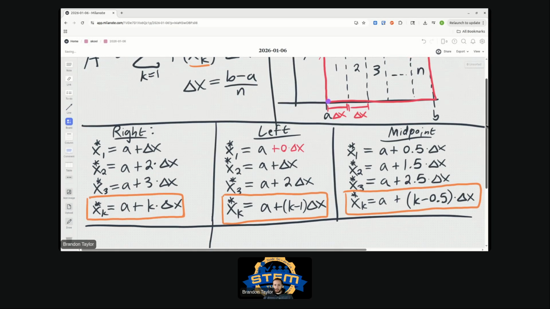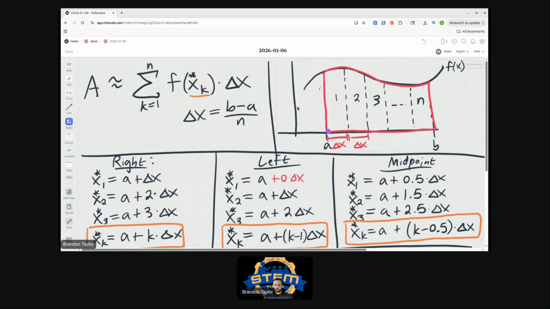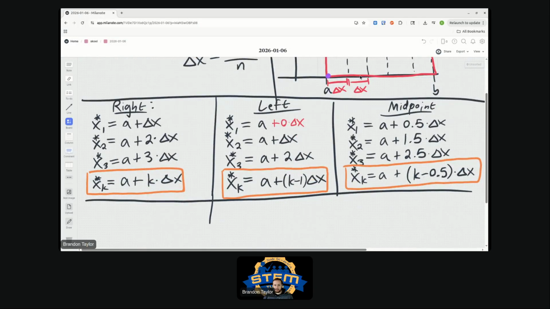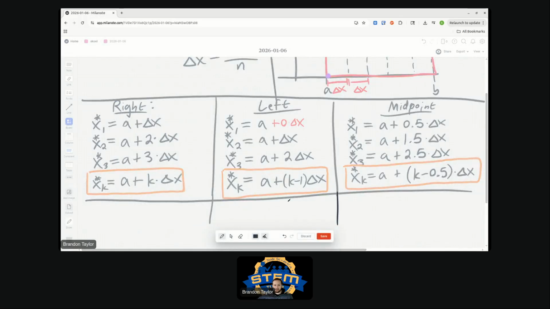So here, let me show what I mean. Again, we don't even care about the function. We've abstracted that away. What we really just care about is this visual on the x-axis. Another way you could write this formula is x star k equals a plus k times delta x, minus delta x. If I just distribute the delta x in, a plus k delta x is the right Riemann sum, and then you just back up a delta x.